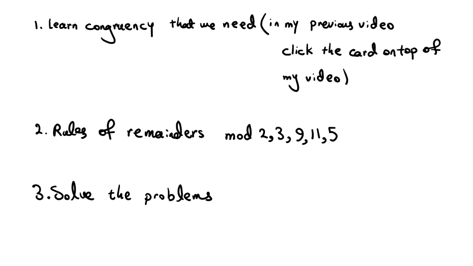And the last part, we want to solve the problems. At first we will solve the AMC problem, then the SMO problem, American, Singapore, and then the British Mathematical Olympiad. So you can watch any of them that you want by using the time codes in the description of this video.